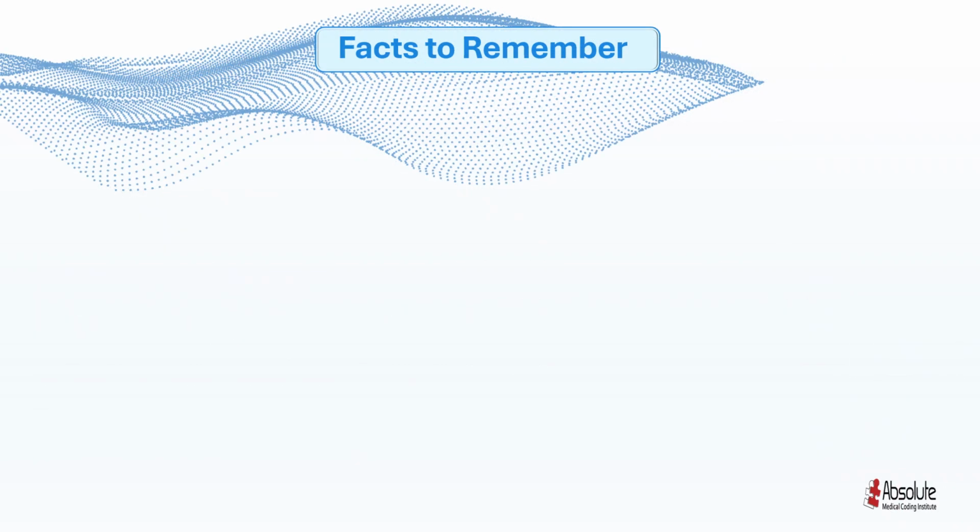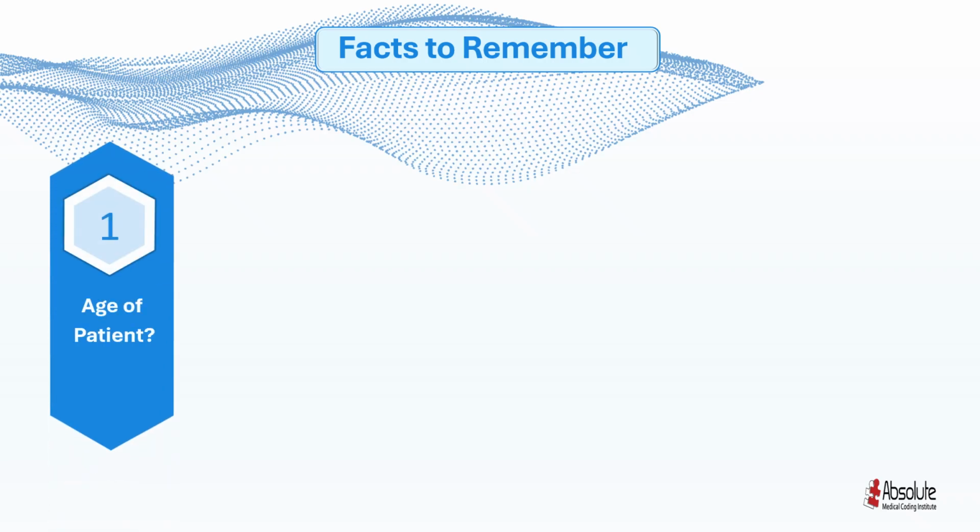The facts to remember for moderate conscious sedation coding. Now, there are three important points which you should keep in mind. One is the age of the patient. As I said previously, the moderate conscious sedation CPT codes are time based codes, and they are also classified based on the patient's age group. So, whenever you see a question on moderate conscious sedation, make sure you take inventory of the age of the patient.